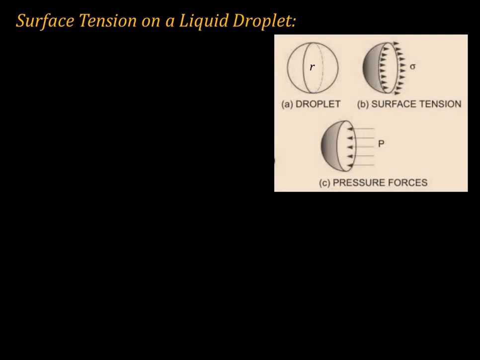So let's try to understand the surface tension on a liquid droplet. Here in the diagram we can see a liquid droplet of radius r. Considering a small spherical droplet of liquid having a radius r, on the entire surface of the droplet the tensile force due to surface tension will be acting. Let sigma be the surface tension of the liquid.